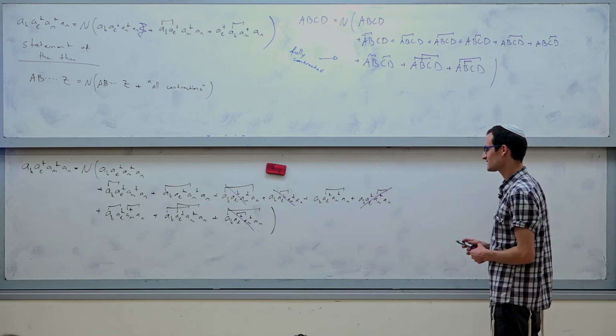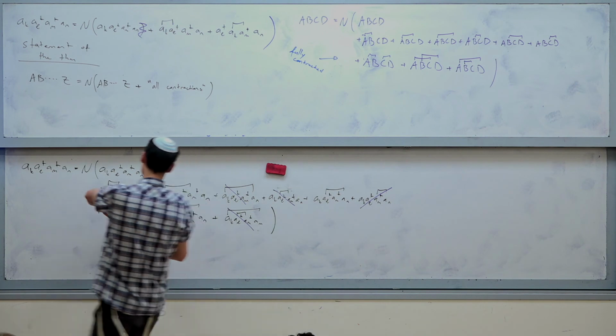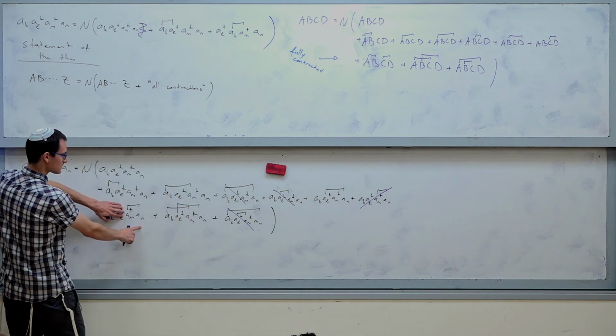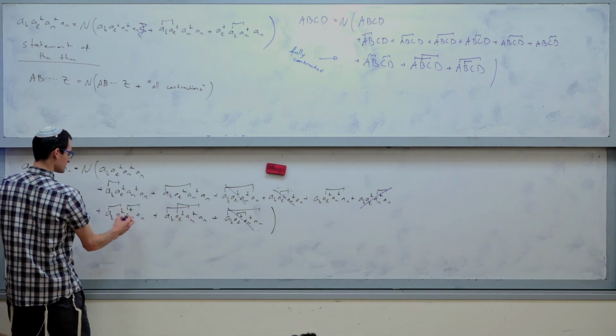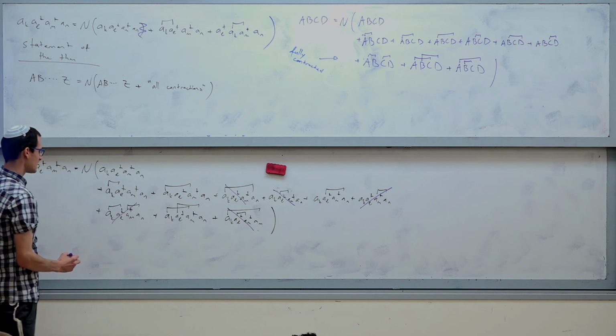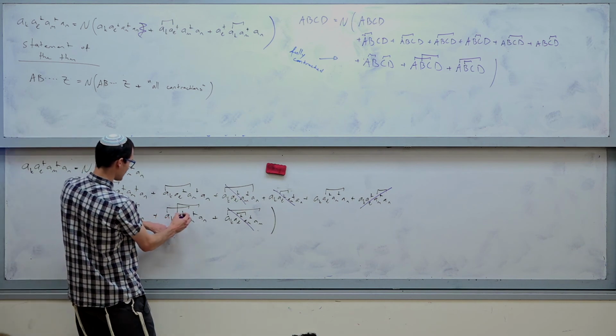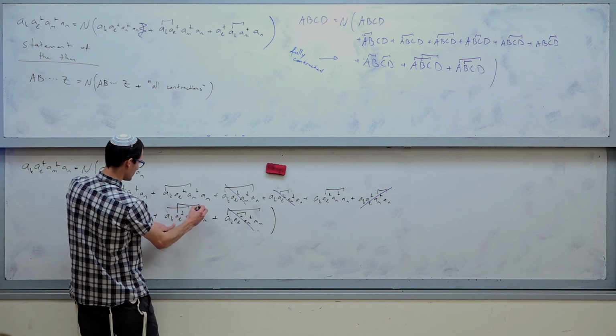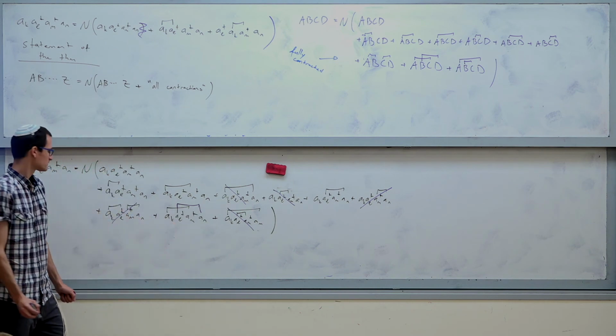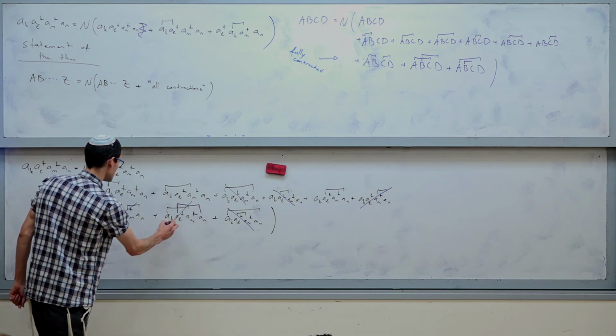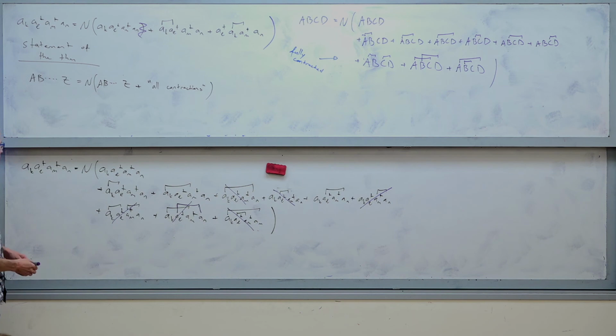What else am I missing? This one here is also equal to 0, A dagger, AN. Right, so it also disappears. And this one here, I have here AL dagger, so this part here is also already normal order. So this one also vanishes. And I think we got it.